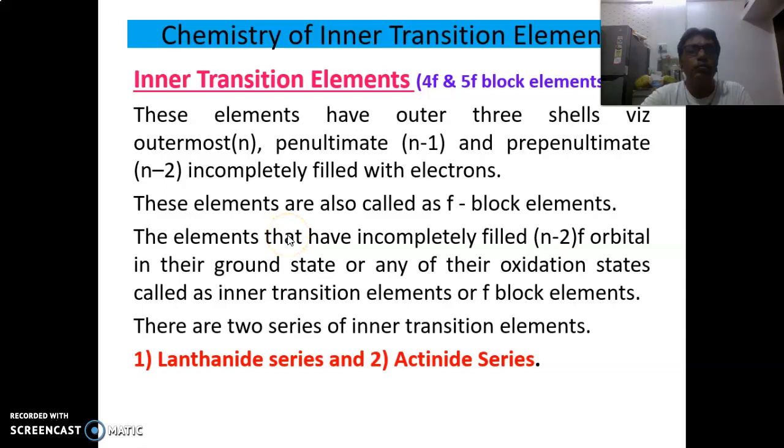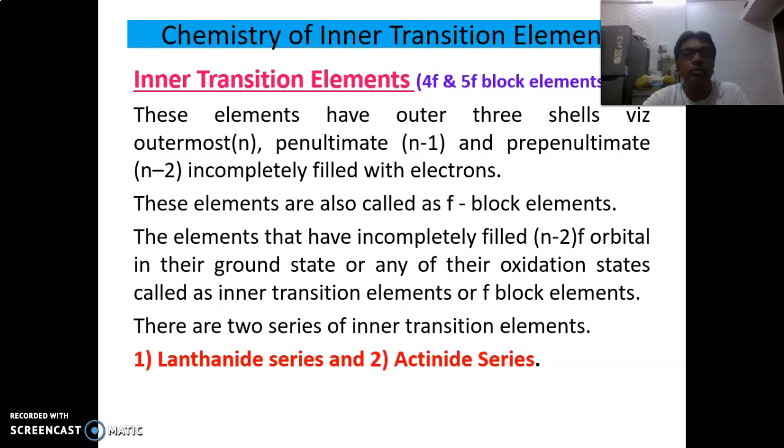In this video, we are going to discuss the chemistry of inner transition elements. Inner transition elements are also called f-block elements. So what are the inner transition elements? The elements that have incompletely filled n-2 f orbital in their ground state or any of their oxidation states are called inner transition elements or f-block elements.